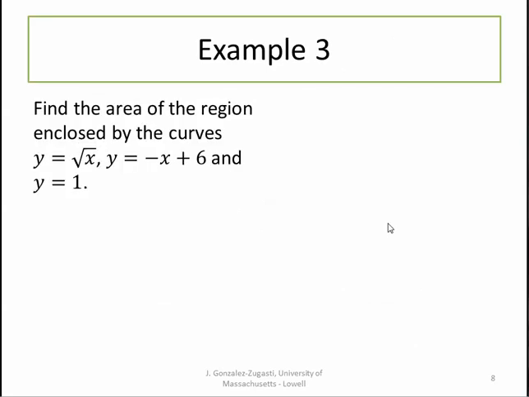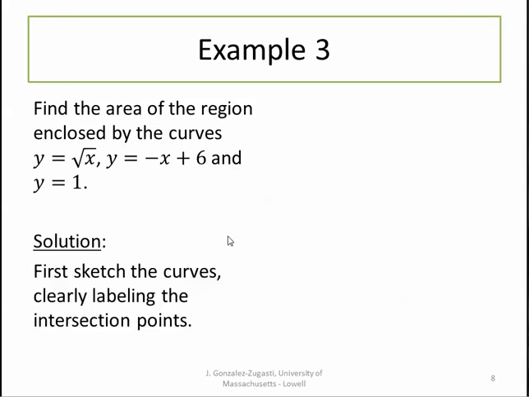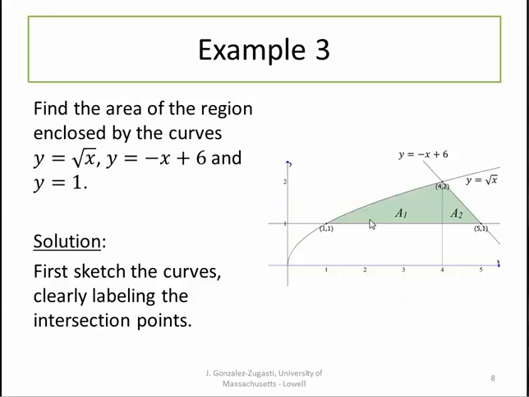Alright, here's another example. Find the area of the region enclosed by the curves y equals the square root of x, y equals negative x plus 6, and y equals 1. To do this, let's sketch all the curves and make sure we clearly label any intersecting points. The sketch is going to look like this.